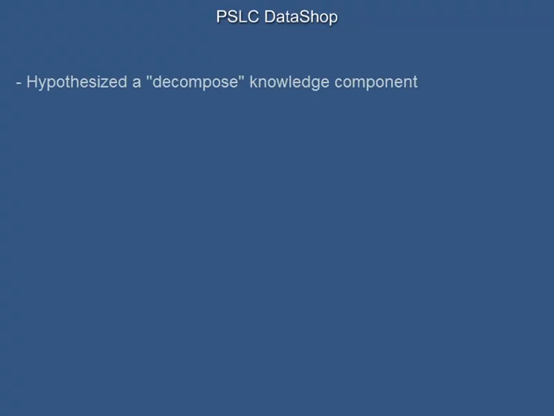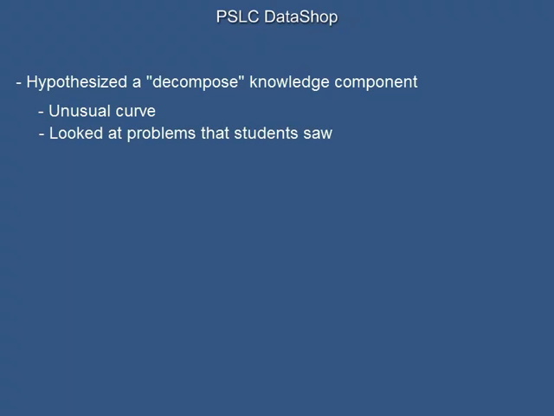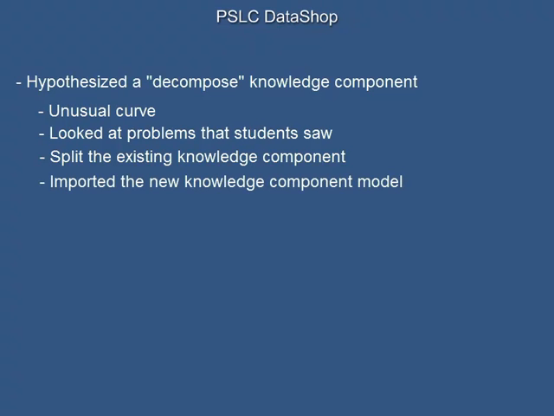In this video, we hypothesized a new knowledge component based on an unusual learning curve and explored that hypothesis in DataShop. We started by looking at a flat learning curve for a knowledge component, examined the problems that students saw containing that knowledge component, and hypothesized that the original knowledge component was too general, covering two dissimilar cases. We split the knowledge component into two, creating a new knowledge component model, and imported it into DataShop, where we discovered it better fit the data both statistically and visually. Our analysis also revealed some new insights into student thinking and learning.